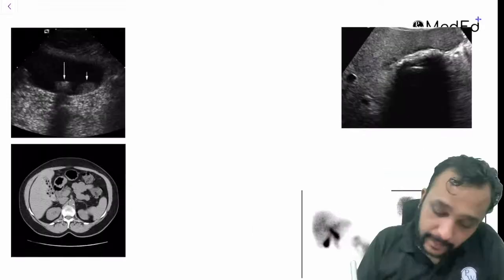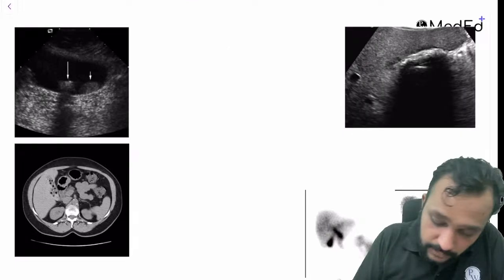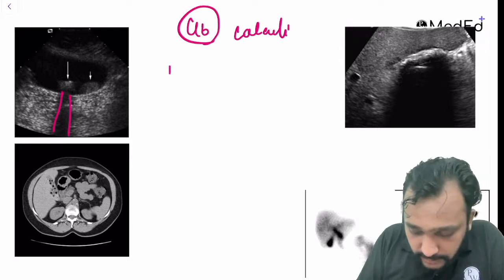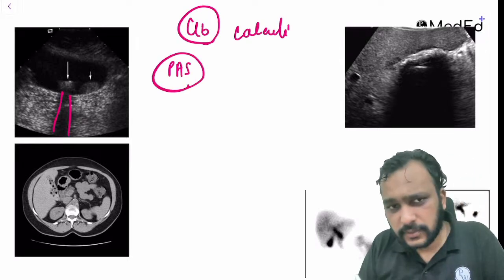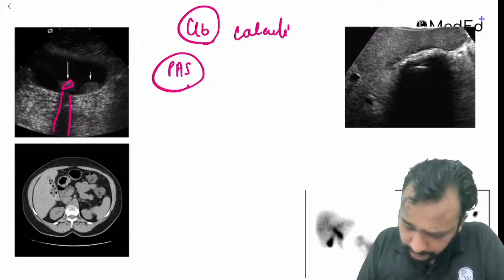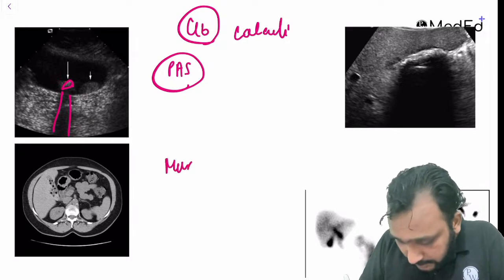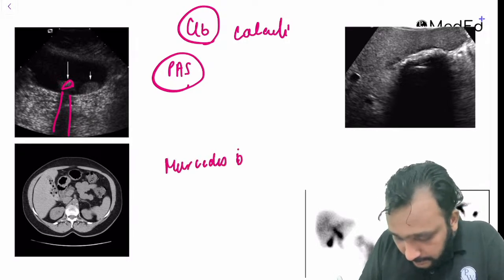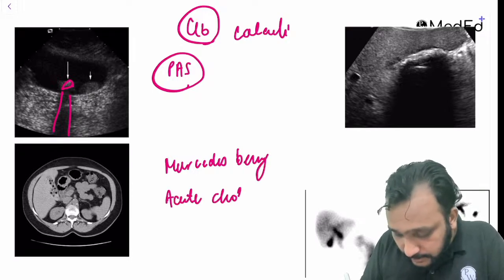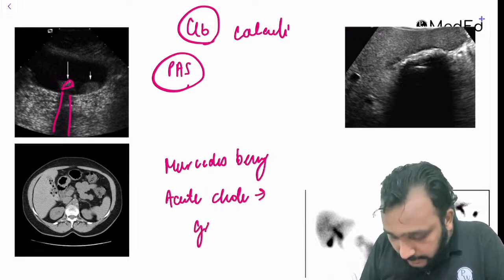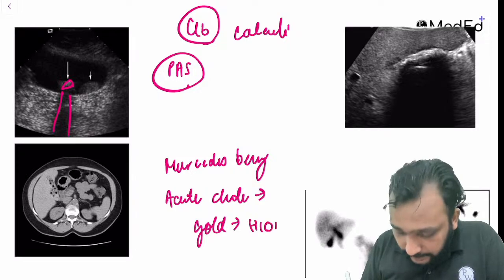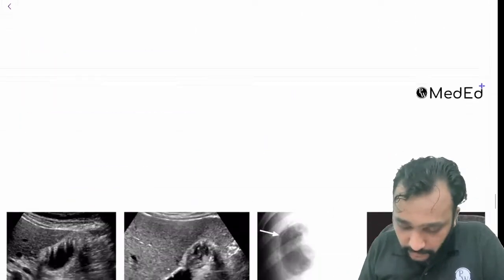And if we talk about GB calculi, just remember that your GB stones are going to show posterior acoustic shadowing, as shown by your gallbladder stones, right? And they are going to give a Mercedes-Benz sign. And if we talk about acute cholecystitis, the gold standard investigation of choice is the HIDA scan.